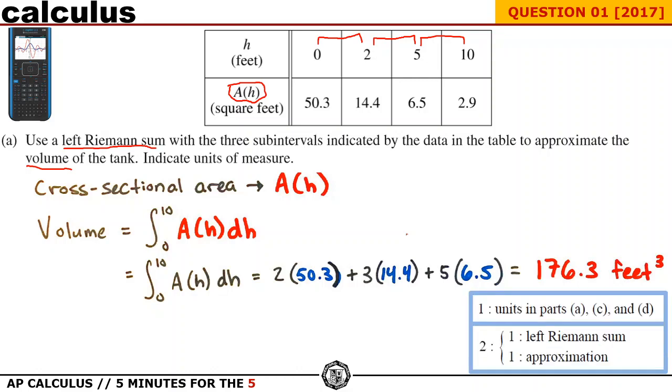This question has kind of 3 points involved. The main 2 points are down here. If you did the correct Riemann sum, if you showed some version of this, you're going to score a point, and then you're going to get a point for the approximation, which is 176.3 feet cubed. Also, for the entire question, if you have the correct units in A, C, and D, they'll give you the 9th point in the question. So just be aware of that.